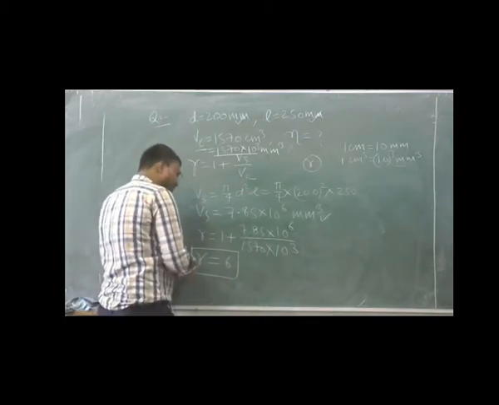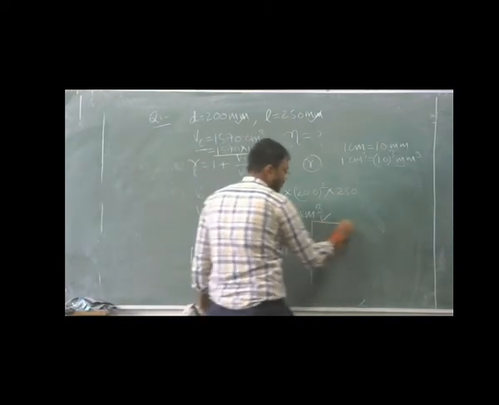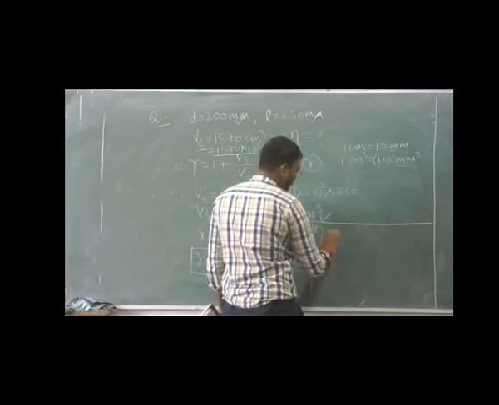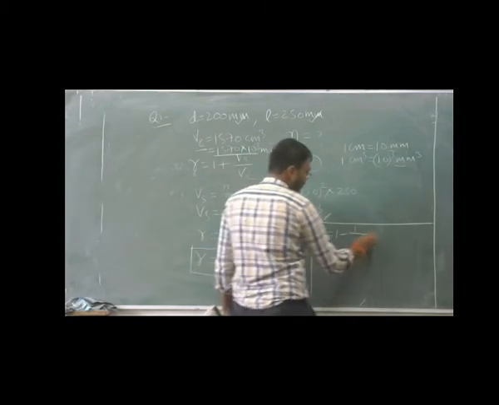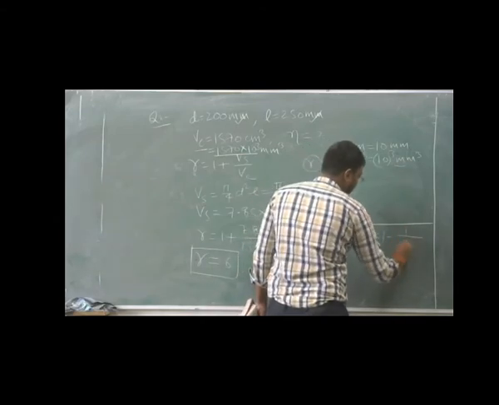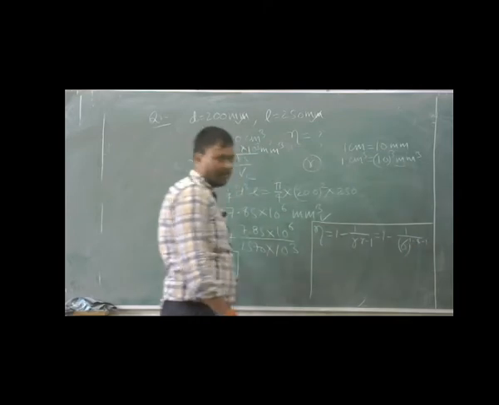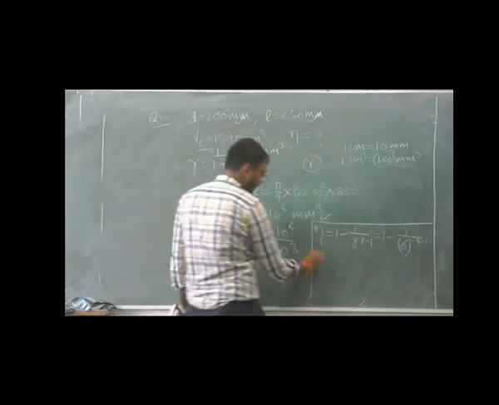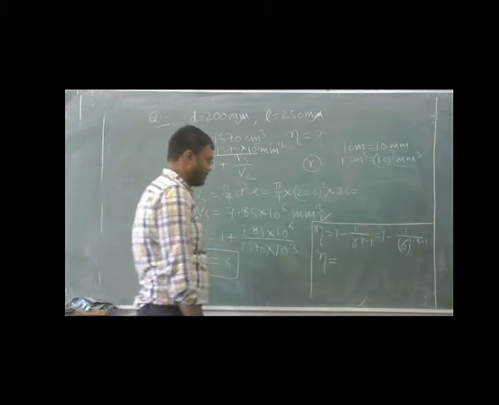Now as we have found the value of R, we know the formula eta equal to 1 minus 1 by R to power gamma minus 1, or 1 minus 1 by 6 to power 1.4 minus 1. After calculating this value, you will find the value of eta is equal to 51.16%.